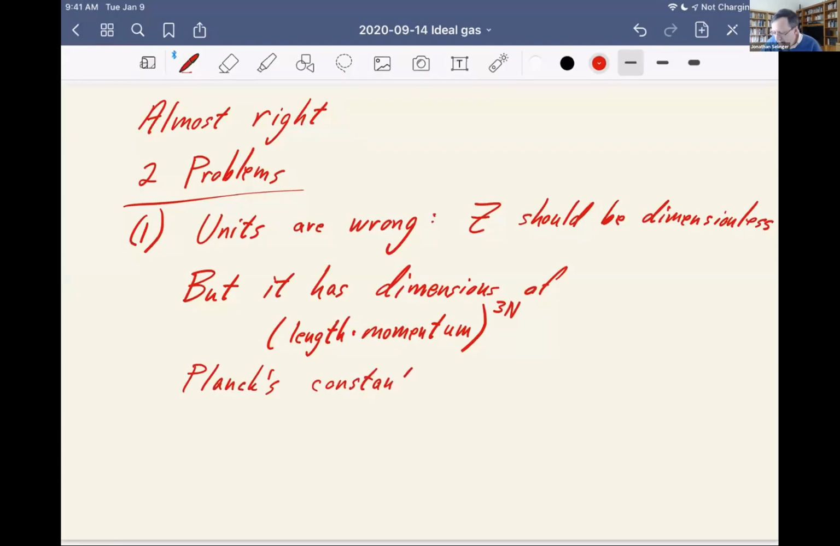Planck's constant h has units of length times momentum. You know that because it goes in the Heisenberg uncertainty principle. The Heisenberg uncertainty principle says that the uncertainty in length times the uncertainty in momentum is related to something like Planck's constant. So we could divide by Planck's constant to the 3n power. I'm going to fix up this expression by dividing by that.